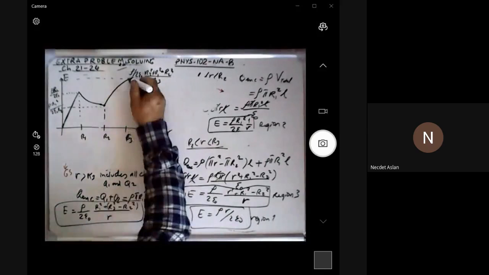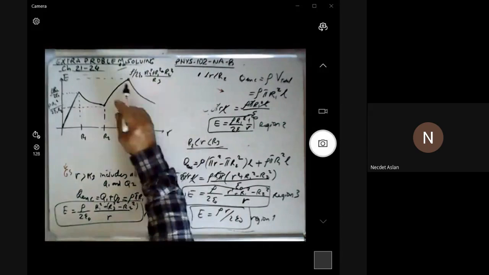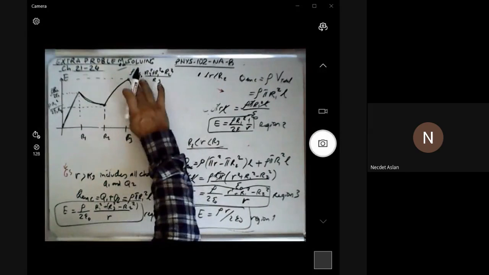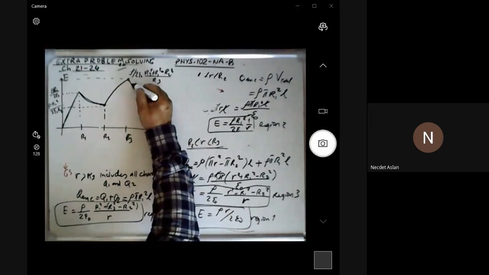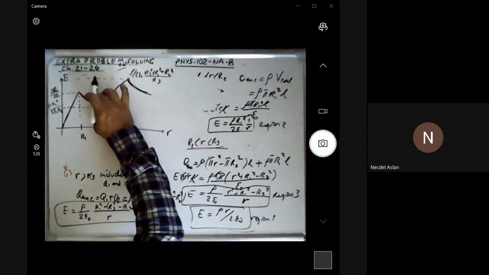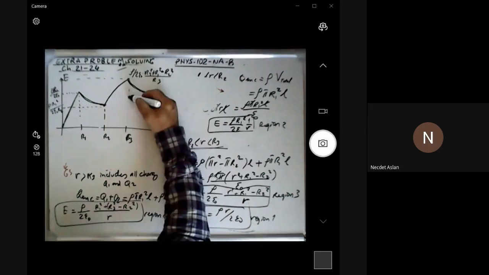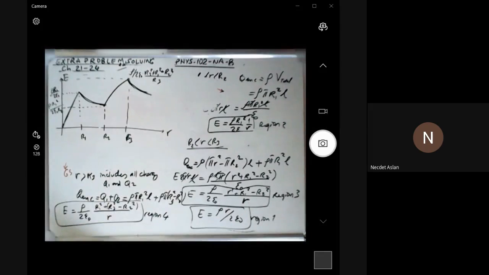So this is the electric field at this point. And then from now on, we have region 4. Again, it's 1 over R dependence, so it goes like that again, following the same kind of slope. So the slopes of this region and this region will be exactly the same because it will be 1 over R dependence. So this is the electric field graph within all the regions.